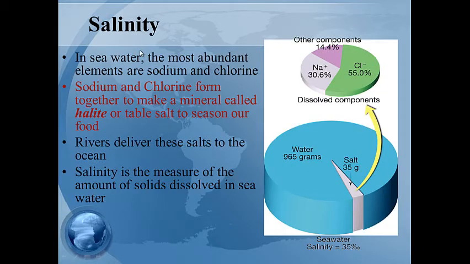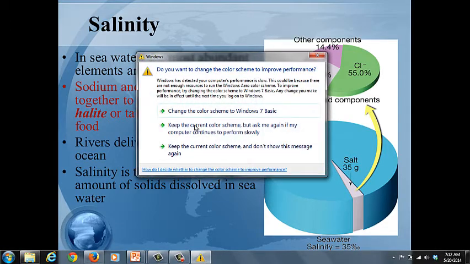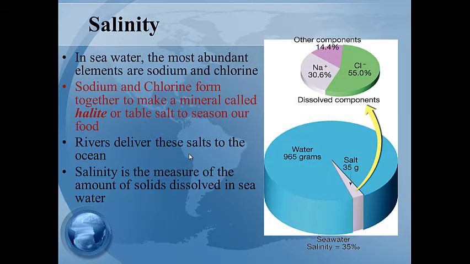All right, so in seawater, the most abundant elements are sodium and chlorine. Sodium and chlorine form together to make a mineral called halite, or table salt, if you will, to season our food. Where does all that salt come from? Well, over thousands of years, salts on the land are dissolved by rivers and carried down to the ocean. So rivers essentially carry the salts to the ocean, and over millions of years, those salts have accumulated over time.